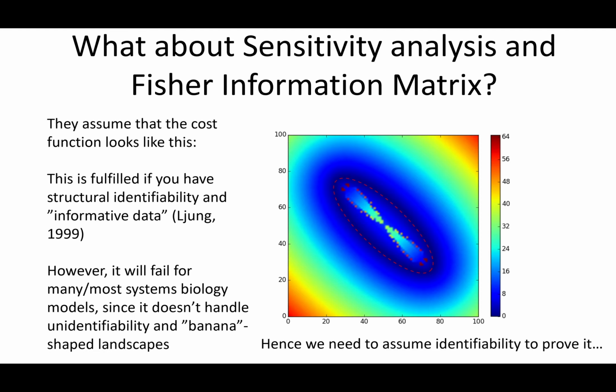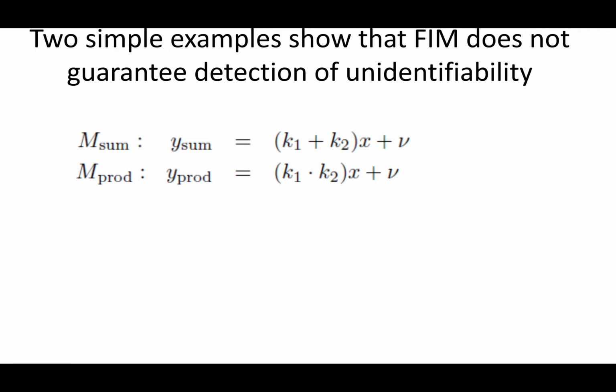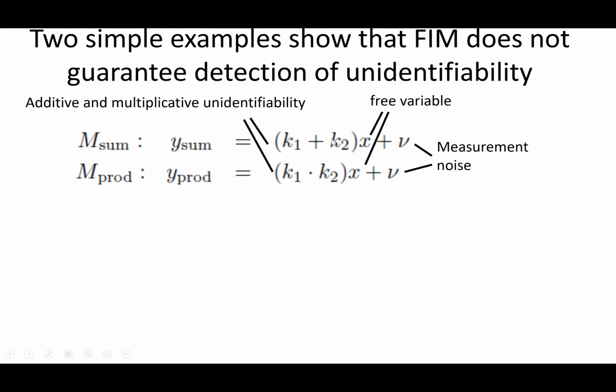The theory doesn't hold, and therefore you have to assume identifiability to prove it, and it will typically miss many problems that you have with identifiability analysis. So it's really doing things in the opposite order. So here is just a very, very simple example to illustrate this point, where you have an additive and a multiplicative dependency between the parameters.